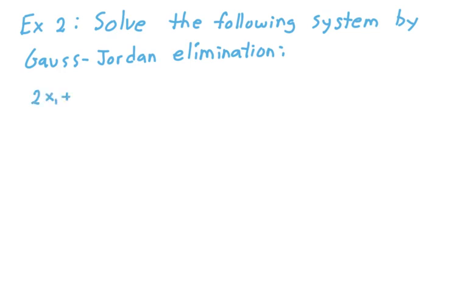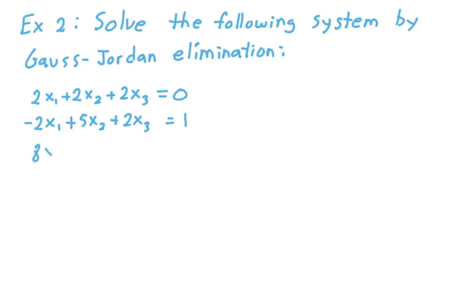2x1 plus 2x2 plus 2x3. This is equal to 0. Then I'm going to have negative 2x1 plus 5x2 plus 2x3. This is 1. And then 8x1 plus x2 plus 4x3 equals -1. Okay.